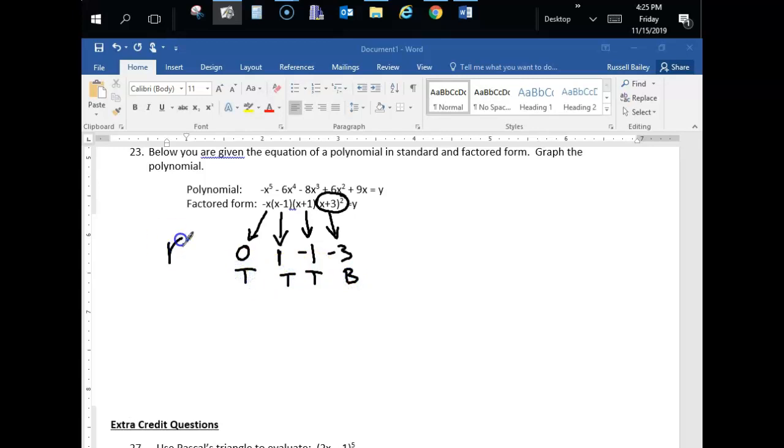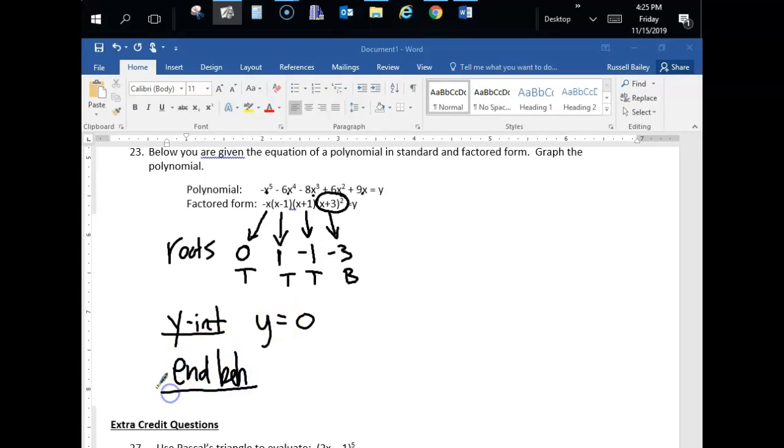The next thing, so that's our roots, right? The next thing we're going to do is we're going to look at our y-intercepts. The y-intercept is what you get when you plug 0 in for x. Now, if you do that, you just get 0. So there's that. Next thing you're going to do, and the last thing you're going to do before you graph, is you're going to determine what your end behavior is. And to do that, you look at your first term. So I've got a negative x to the 5th. And when that happens, it's up on the left and down on the right. So we're ready to graph.